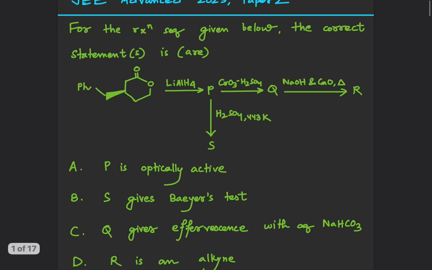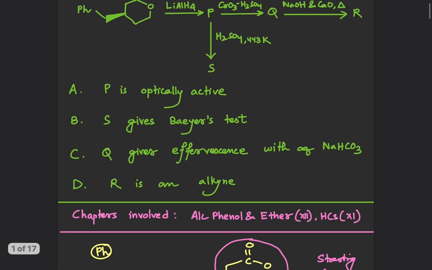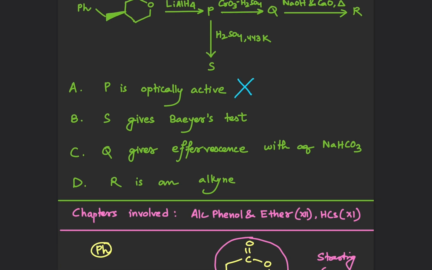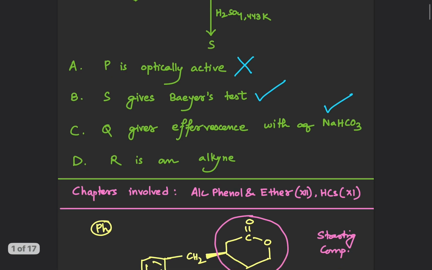So they're asking us for the correct statements. P is optically inactive, so this is false. S gives Bayer's test, correct, because S is an alkene. Q gives effervescence with aqueous NaHCO3, correct, because Q contains carboxyl groups. R is not an alkyne, it is a benzene ring with alkyl groups. Okay, thank you.